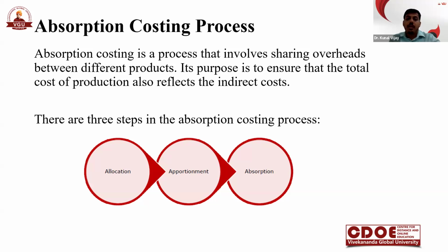And the next one is absorption. Absorption is a different thing, where you have to check how much cost is involved per unit. According to the per unit cost, we absorb it, and accordingly the overhead is allocated to that particular product. Absorption is a different thing; we are going to understand it with a practical example. So there are three steps: allocation, apportionment, and absorption.